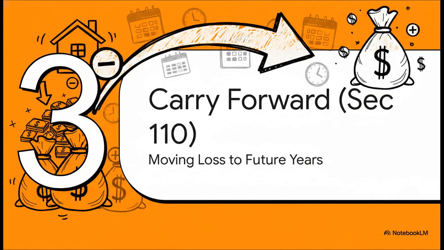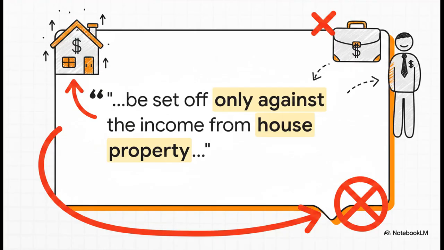So the obvious question is, what if your loss is huge, way more than 2 lakh rupees? Or maybe you just don't have enough other income to absorb it all. Well, this is where the real power of tax planning comes in, with the mechanism of Section 110, which lets you carry that loss into the future. Now listen up, because this is probably the most important rule about carrying forward losses. Any loss you carry forward under Section 110 can only, and I mean only, be set off against future income from the house property head.